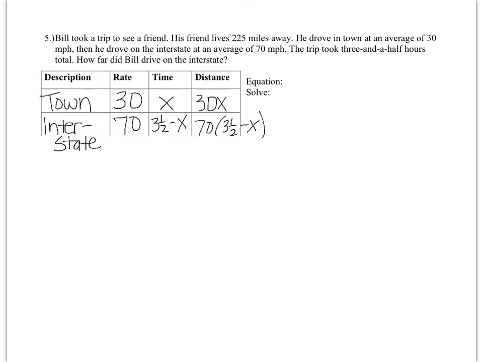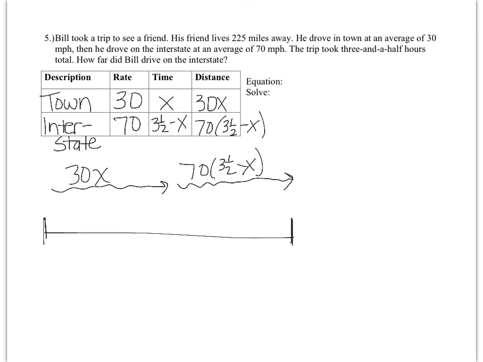Okay, so now let's get a visual. The visual for this is that he's taking a trip. So he's driving around in town, and his distance in town is represented by 30x. And then he gets on the interstate, and that distance is 70 times 3.5 minus x. The combined distance, like his friend, is 225 miles away. So this is another example where you're going to add the 2 distances to get 225.